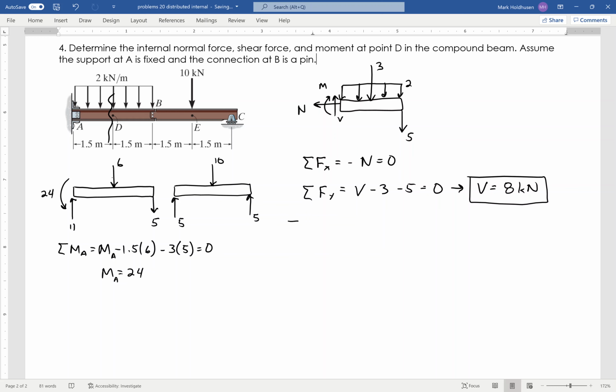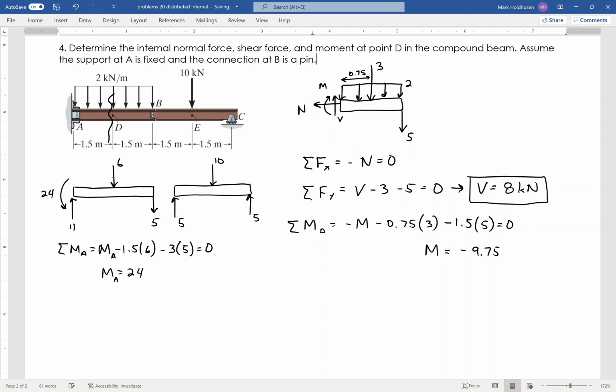Then I'm going to sum the moments where I cut it, which of course is point D. I need to include my bending moment, that's the negative M. V and N both go to 0, but then I have negative, now instead of 1.5, this distance right here is just 0.75, because it's half of the 1.5. So that's 0.75 times 3, and then negative the whole thing times 5 equals 0. From that, I get M equals negative 9.75.